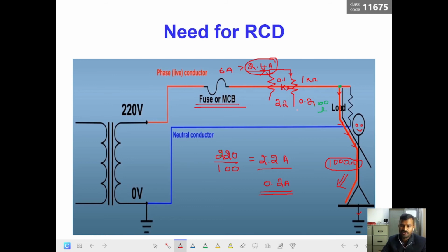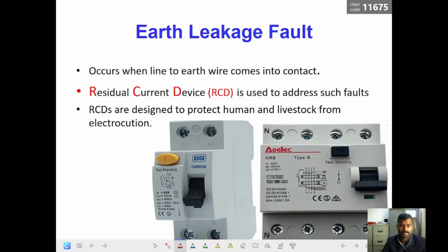So the fuse is not going to identify this leakage current, and it is not going to give any protection against it. So we must have some device which can detect this leakage current, which is a small amount of current, but is very much lethal to a live person or live objects. So we need to find out the leakage current. For that we need to go for the next protective device, which is nothing but an RCD, residual current device. So these types of fault are between the line to earth.